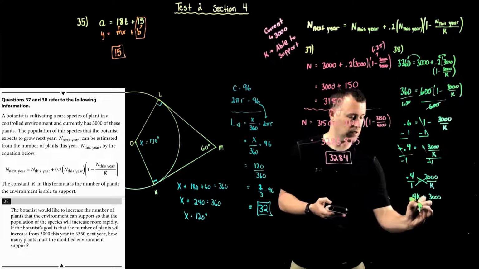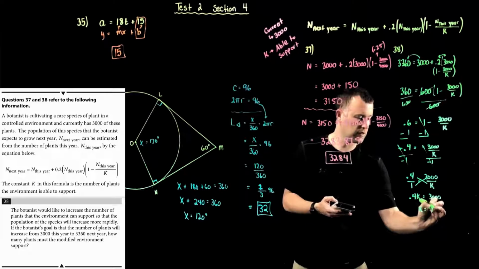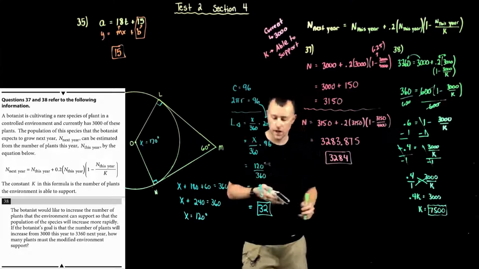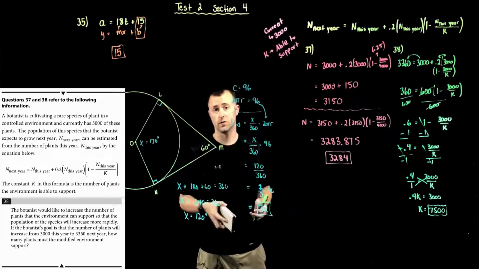And that's going to give me K equals 7,500. So that is the answer you're going to plug in for number 38. And that is test 2, section 4.